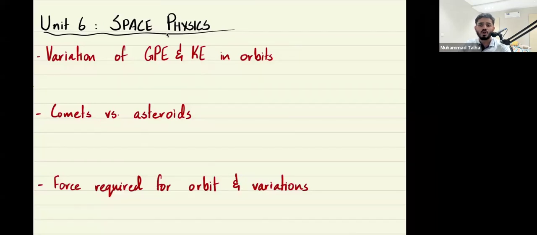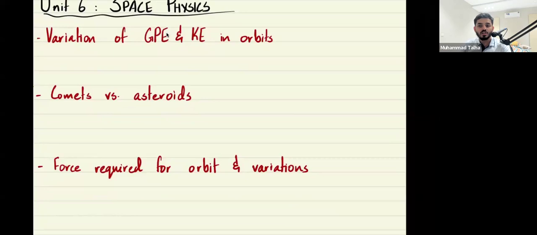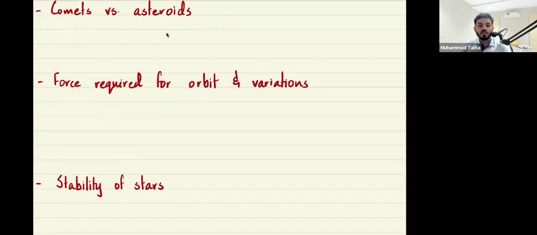Also, all the differences between comets and asteroids in terms of their shape, in terms of their composition, in terms of what has a tail and what does not have a tail. These are all covered in great detail in my YouTube channel. So if you feel like you're lacking here, check that out.